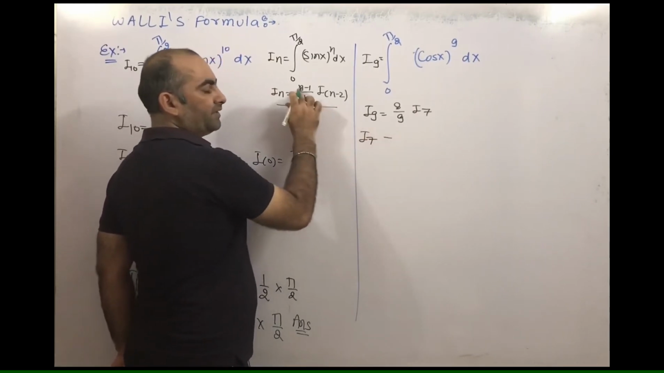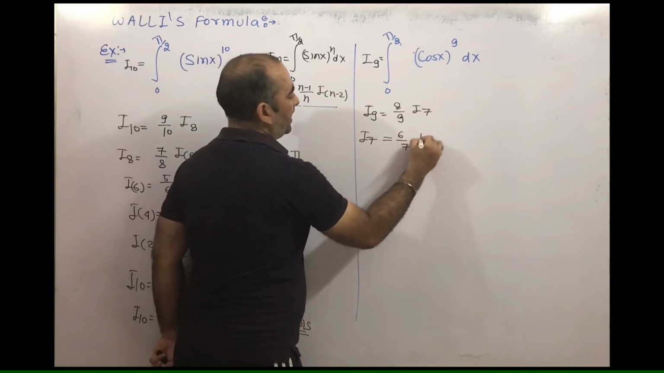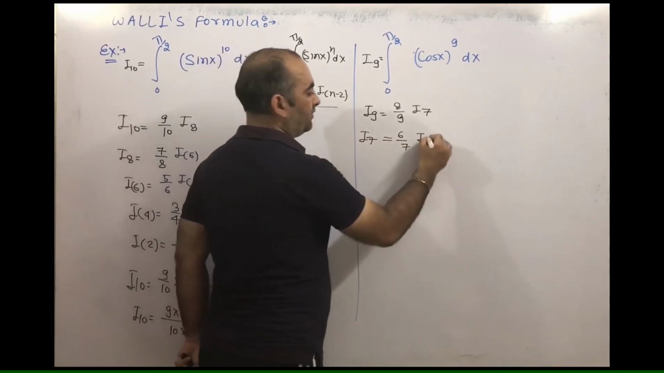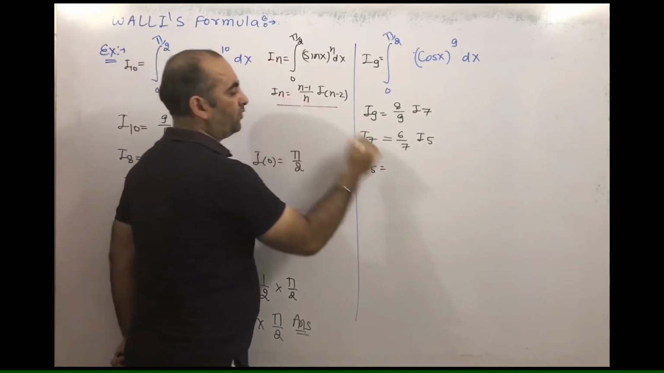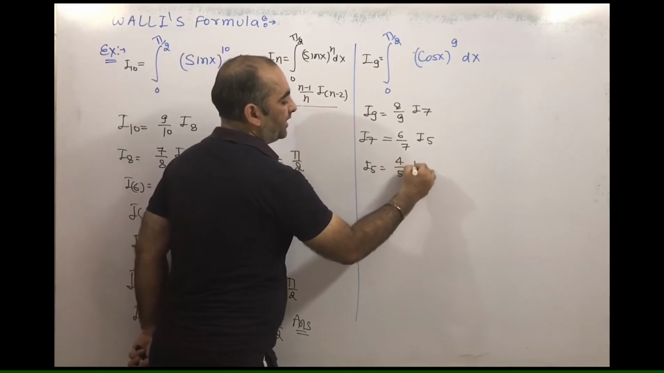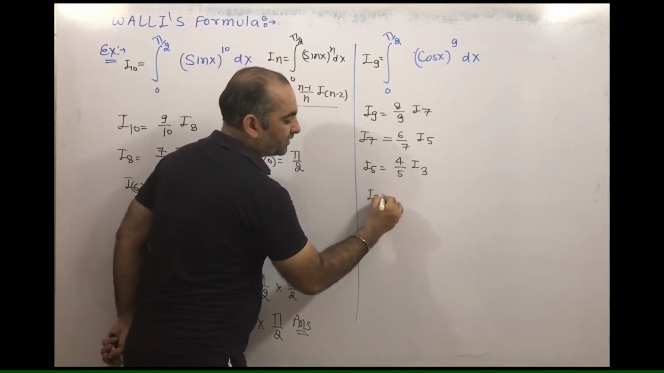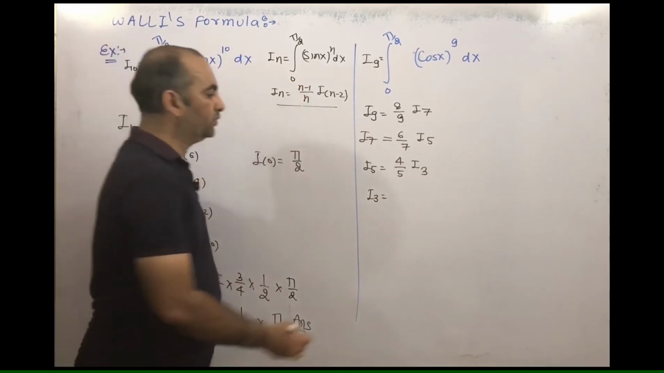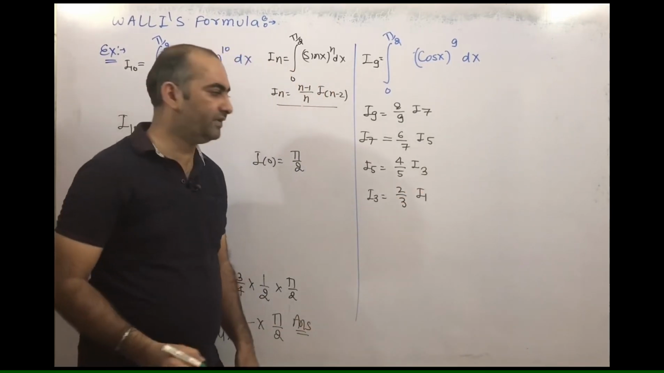What is I7? If I put 7 here, 7 minus 1 is 6, divided by 7, and I of 7 minus 2 is I5. Then what is I5? 5 minus 1 is 4, divided by 5, and I3 will come. For I3, 3 minus 1 is 2, divided by 3, and I1 will come. And we know I1 is 1.